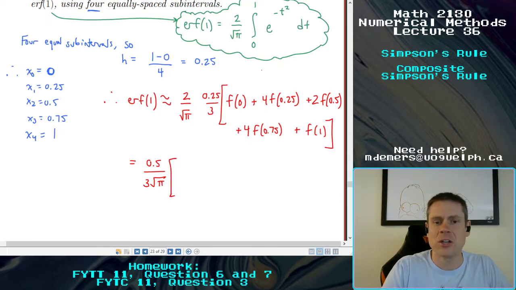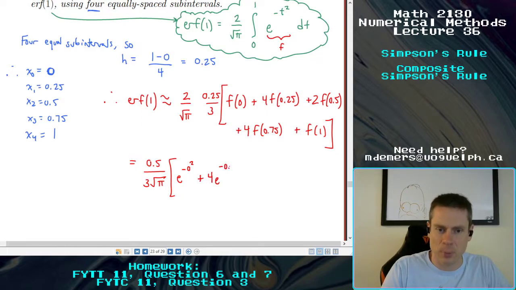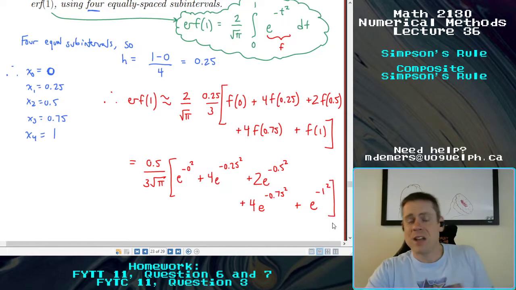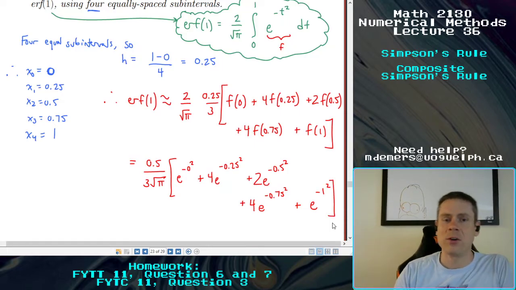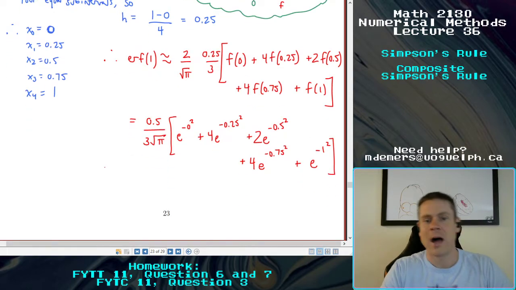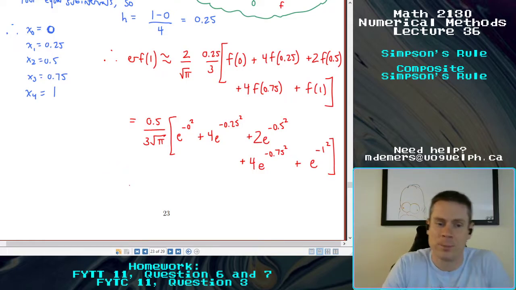And our function that we're dealing with, this is our f right there. It's going to be f at 0, so e to the minus 0 squared, plus 4 e to the minus 0.25 squared, plus 2 e to the minus 0.5 squared, plus 4 e to the minus 0.75 squared, and then plus e to the minus 1 squared, just like that. That's what it comes down to. And if you work this out on a calculator, I don't think you can do this using your brain. I can't do e to the minus 0.75 squared, but maybe you can.